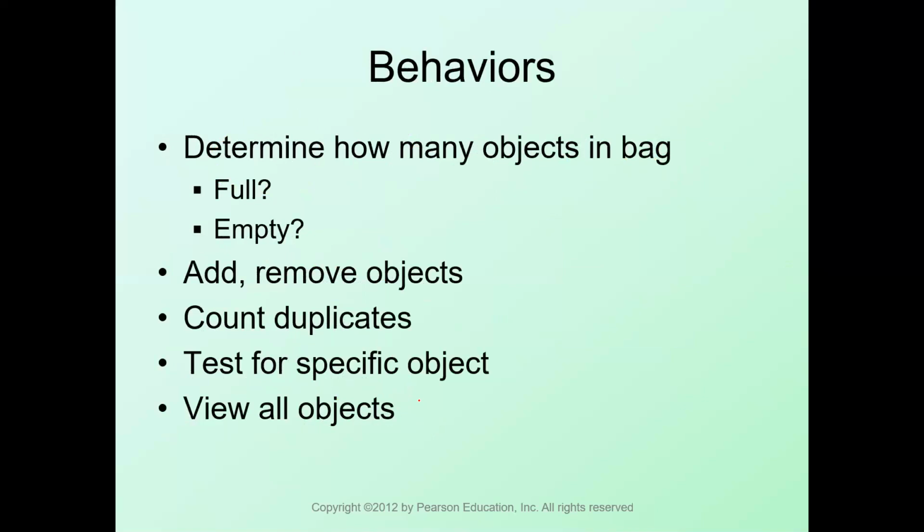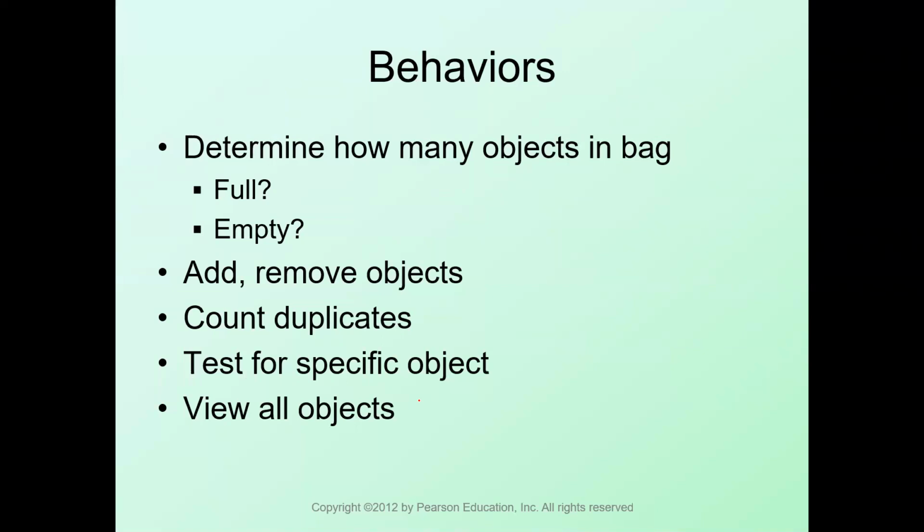But then the question is, well, what can you actually do with a bag object? And what kind of behaviors do we need a bag to actually implement? And this is sort of where the abstract data type design comes in. Right? Maybe we need to know how many items are in the bag. Maybe we want to know whether the bag can hold any more items, if it's full, or if it's empty.